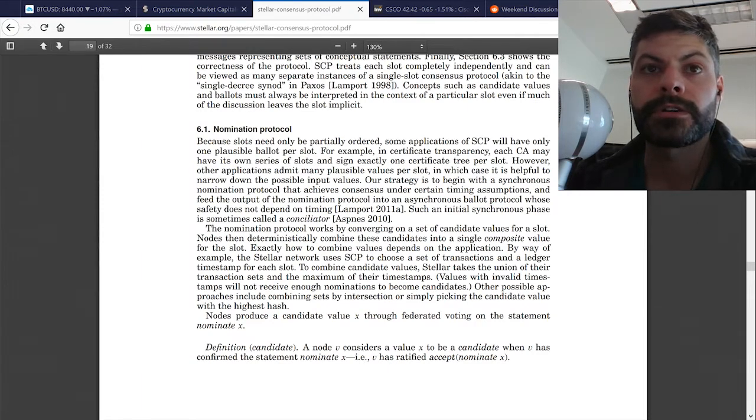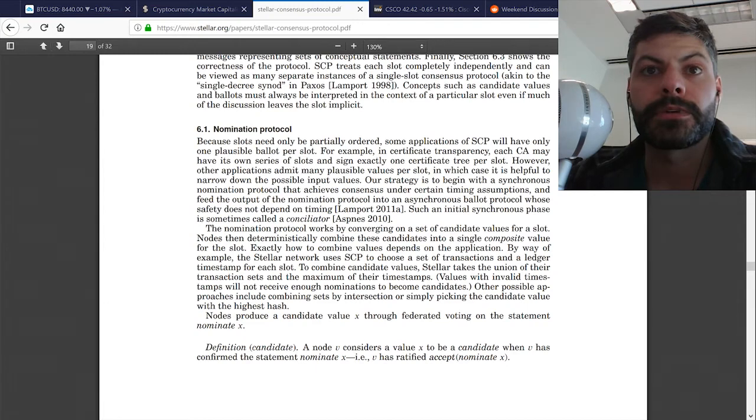Such an initial synchronous phase is sometimes called a conciliator. The nomination protocol works by converging on a set of candidate values for a slot. Nodes then deterministically combine these candidates into a single composite value for the slot. Exactly how to combine values depends on the application.